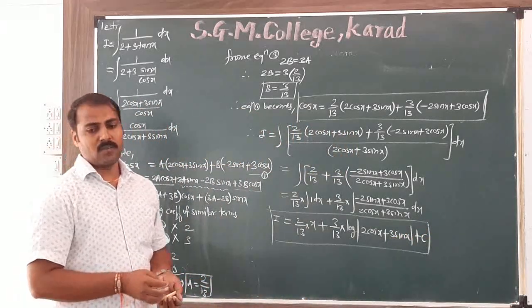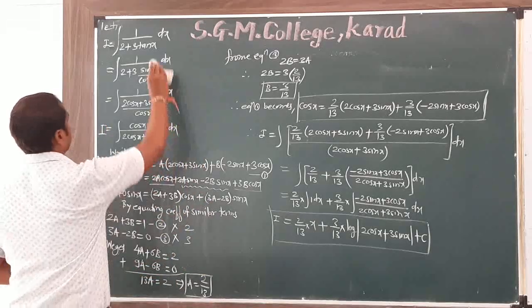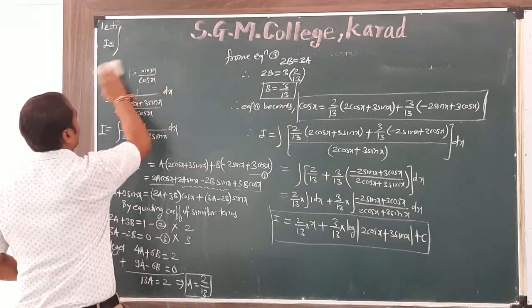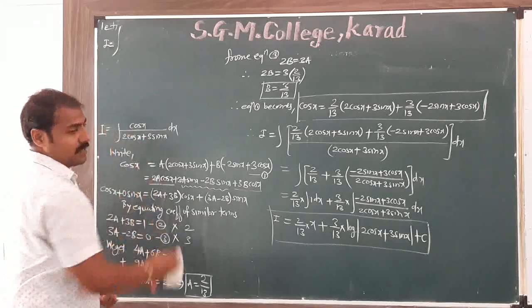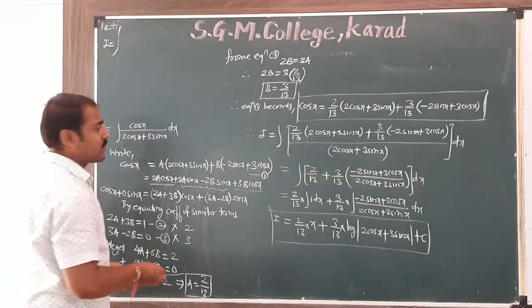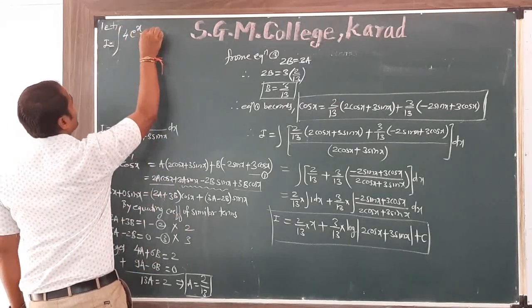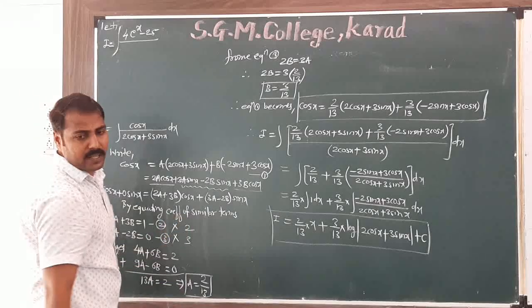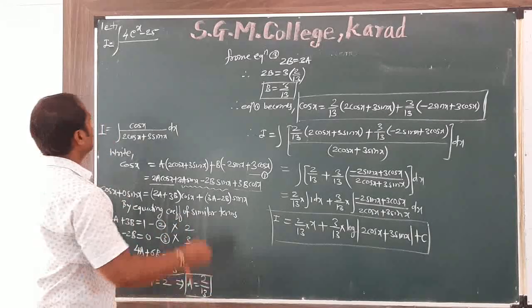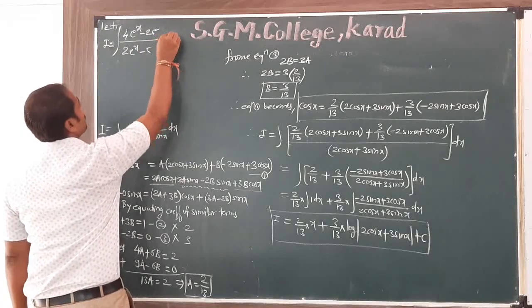Okay, now take one more example. Evaluate the integration of 4 e raised to x minus 25 divided by the term 2 e raised to x minus 5.